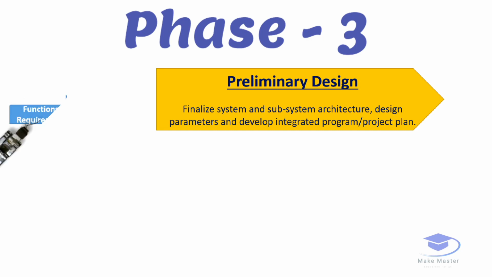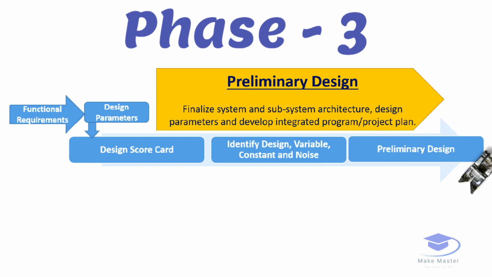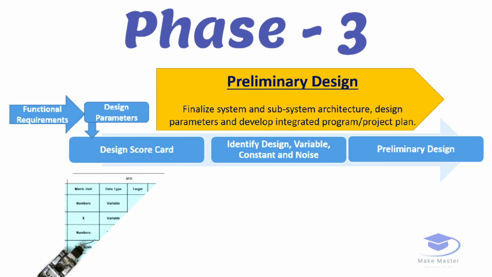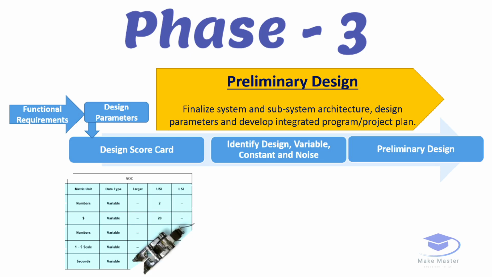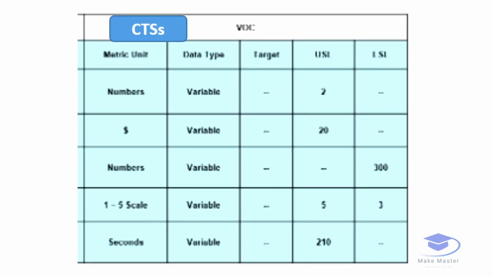We know that in phase 2 we have identified functional requirements. Now in phase 3 we are going to identify design parameters. From this we are going to derive the design scorecard. We know that in phase 1 we have identified CTQs. The CTQs are nothing but the measurable metrics.